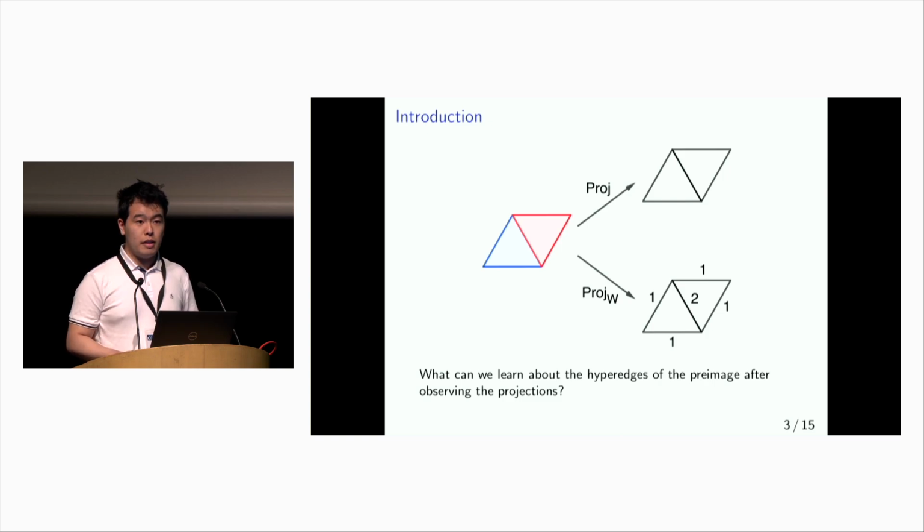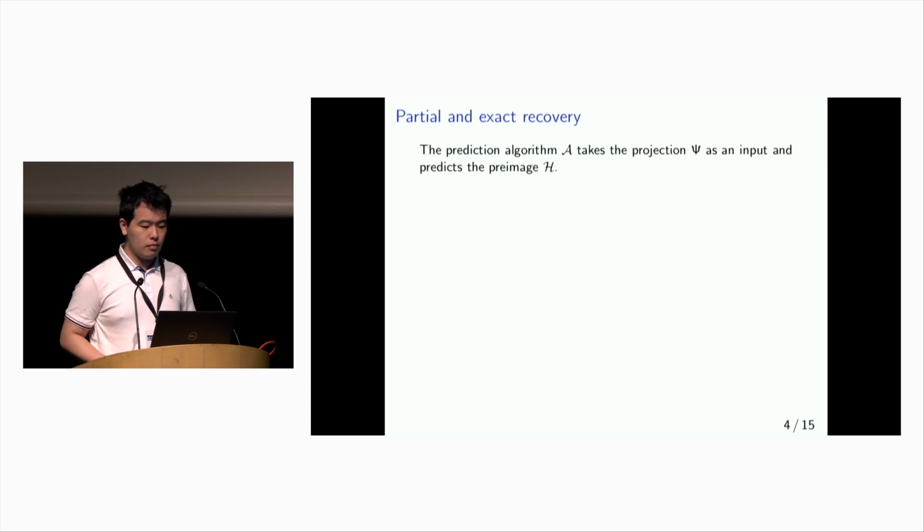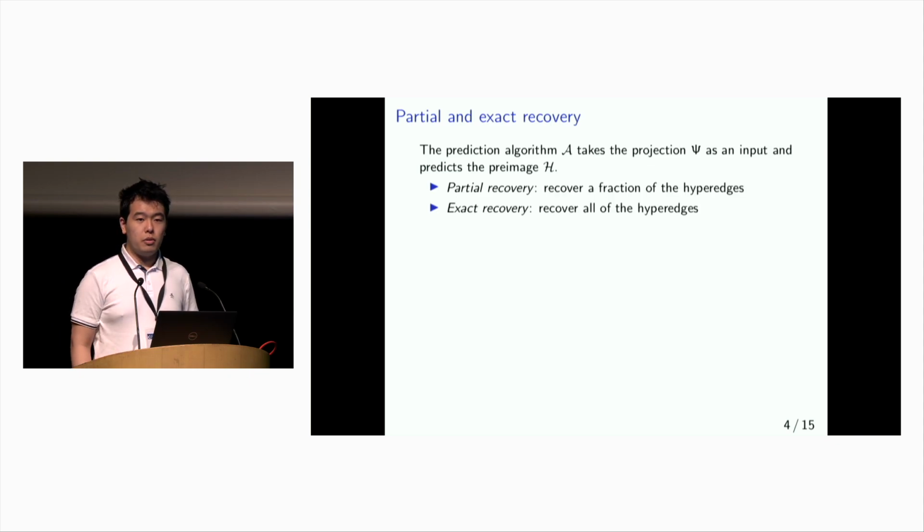The main question that we consider is what can we learn about the hyperedges after observing the projection. So I'll be discussing partial and exact recovery, which is what we consider in this result. The prediction algorithm takes the projection as an input and outputs a prediction for the pre-image H. For partial recovery, the goal is to recover a fraction of the hyperedges, whereas for exact recovery, the goal is to recover all of the hyperedges.